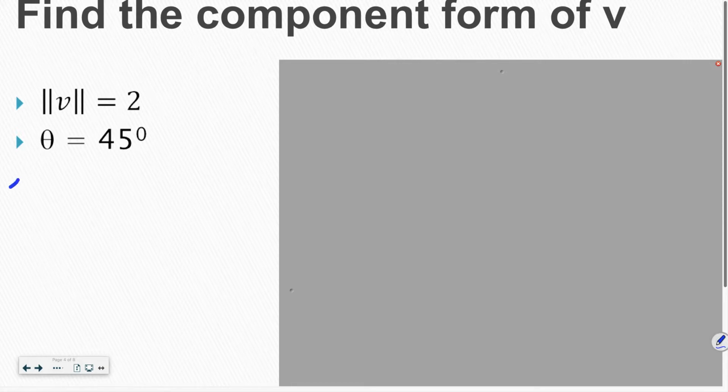Well, we know that for our horizontal component, all we need to do is take the magnitude times the cosine of our angle. And for our vertical component, we know we need to take the magnitude times the sine of our angle.